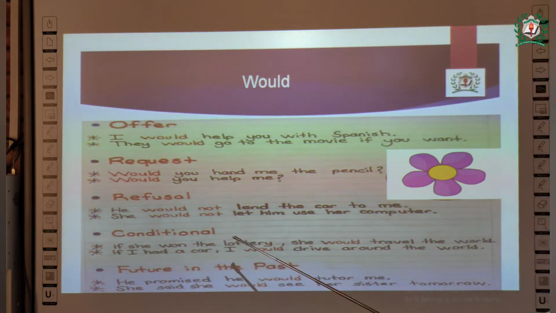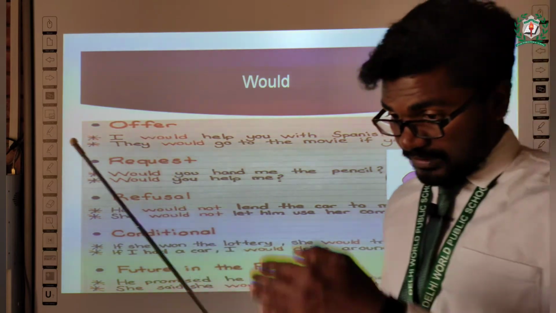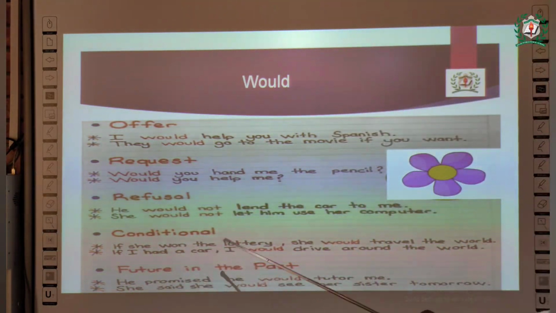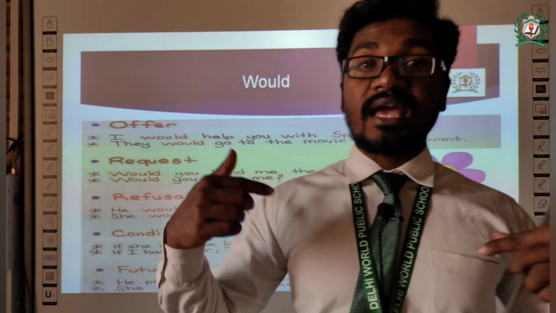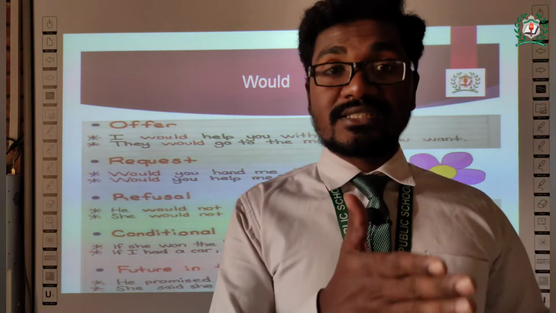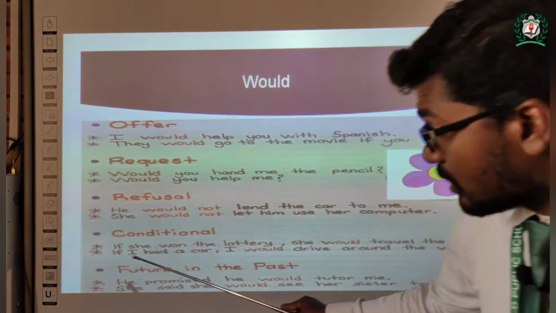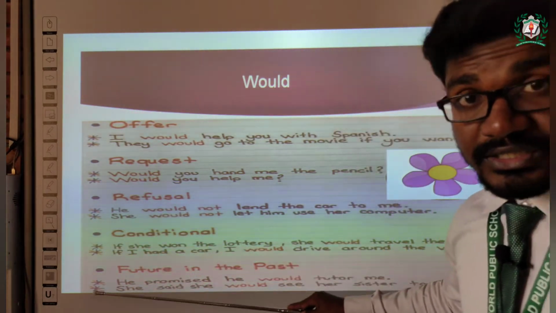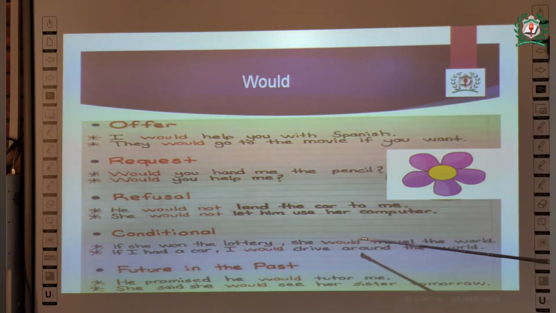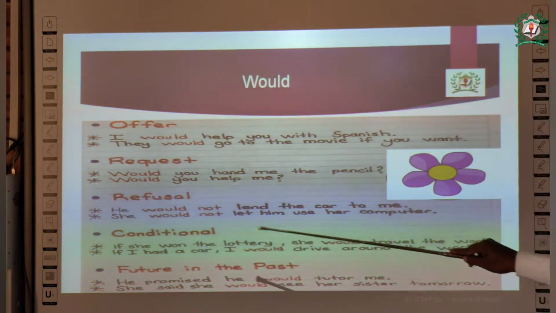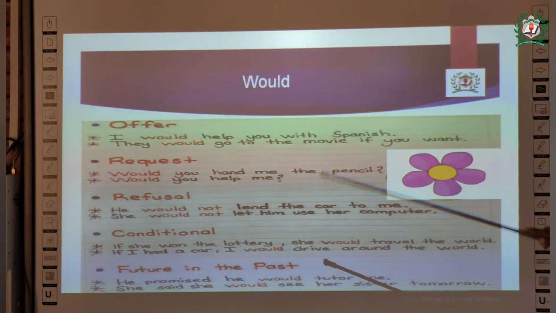Conditional: if she won the lottery, she would travel the world. In that particular condition, what would happen? If I had a car, I would drive around the world. Suppose if I have a car, I would go. It is a condition. If comes with a condition, right? I have already taught that if means it is a condition. It is a result one. This is the if clause. It is the result clause. If he had, this will happen.